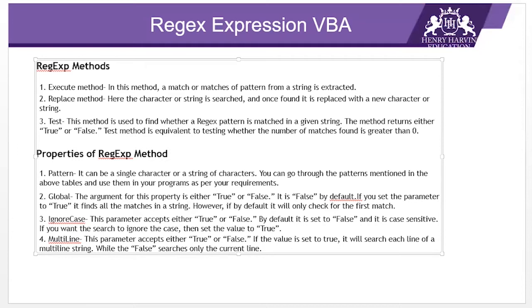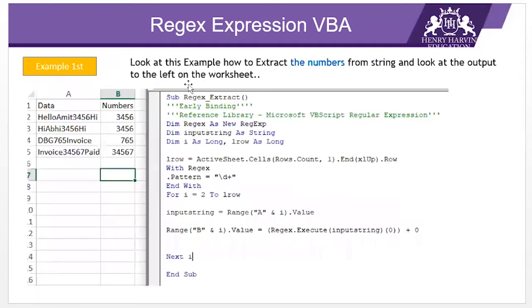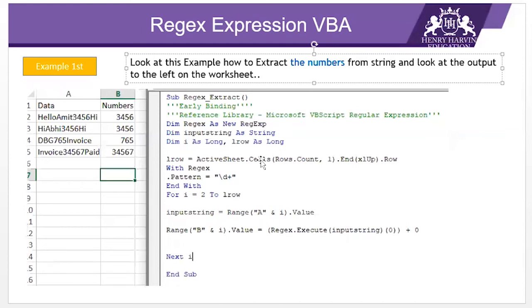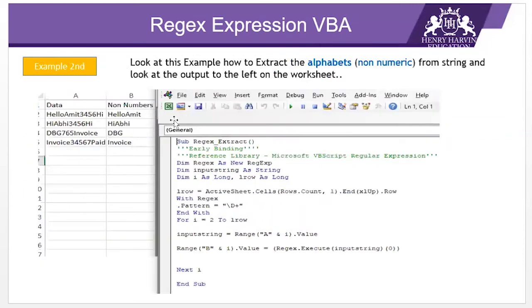All right. Now if you look at this example, guys, this is the code which we have written. This is a column where we have hello Amit, 3, 4, 5, 6, hi, and so on. How can we extract the number? This is the code, guys. It is very simple. If you make this small d into a capital D, it will extract all the non-numbers. If you look at this hello Amit, this is how it will work.